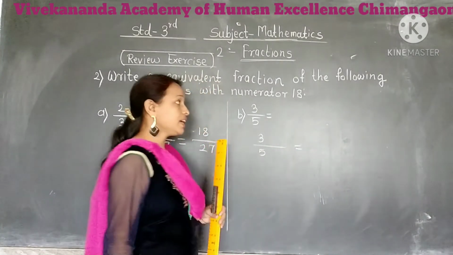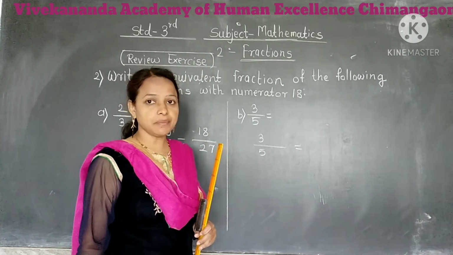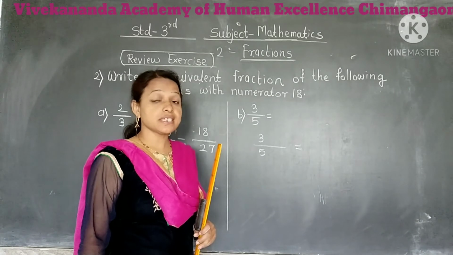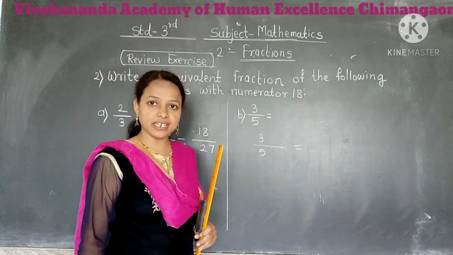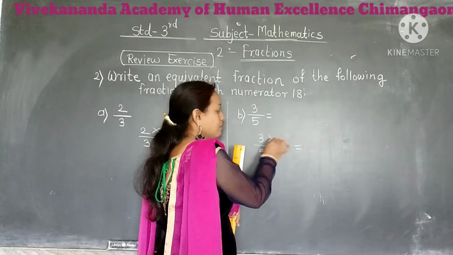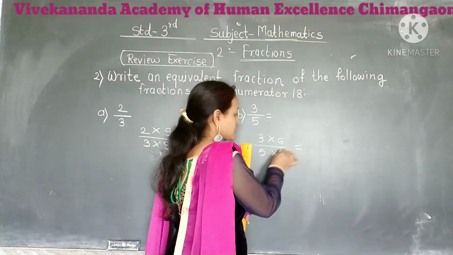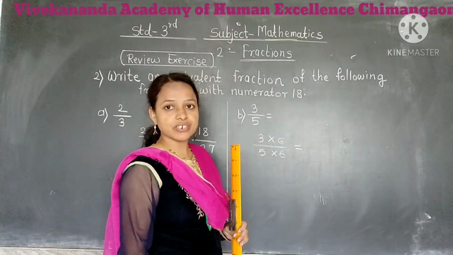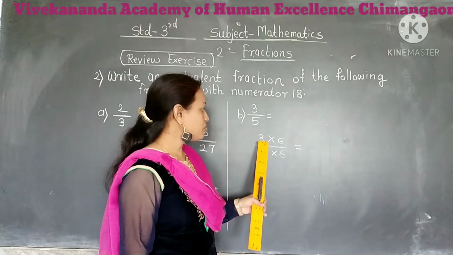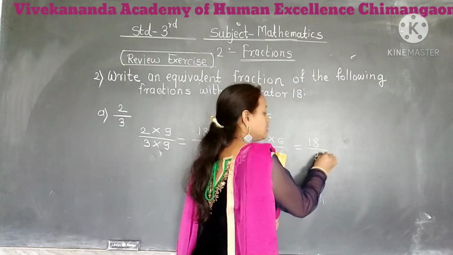So here also, to get an equivalent fraction with numerator 18, we have to multiply 3 by 6, because 3 sixes are 18. So we multiply 3 by 6 as well as 5 by 6, because to get an equivalent fraction we have to multiply the numerator and denominator by the same number. So we get 3 sixes are 18 and 5 sixes are 30.